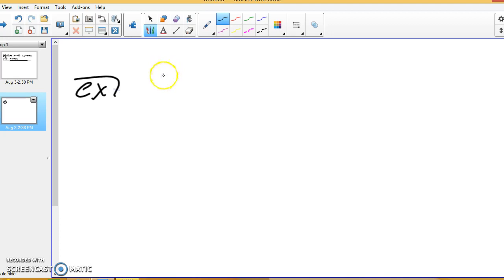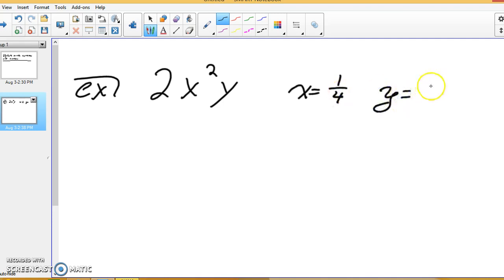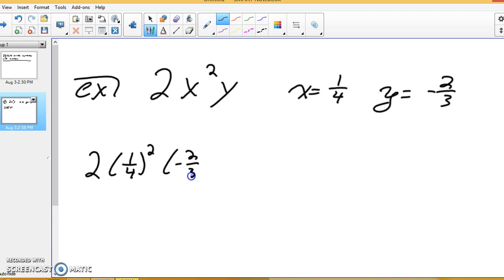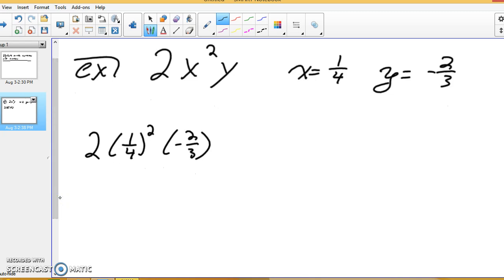So let's say we have the expression 2x squared y, and we say that x is equal to 1/4 and y is equal to negative 2/3. Well, just like when it was regular whole numbers, we simply plug our values in for each variable. From here, it's just our regular order of operations. We don't have any parentheses, but we have an exponent, so we're going to solve the exponent first.